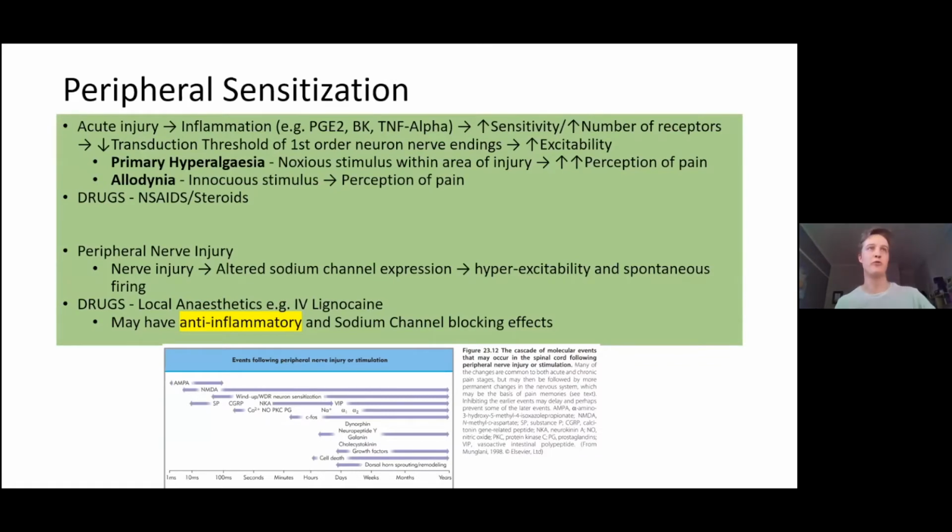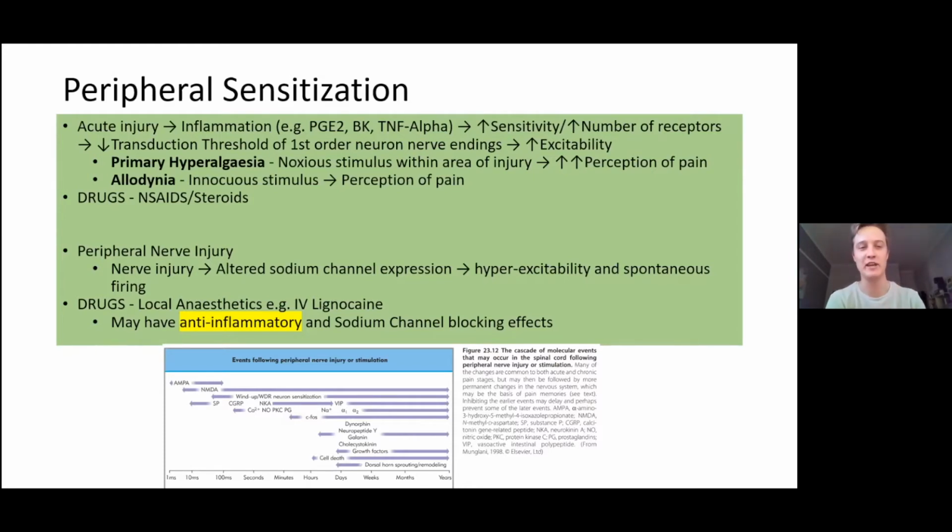So now we get to peripheral sensitization. So we touched on this a bit before in the first SAQ, that when there's local inflammation, name drop a couple of mediators, prostaglandin, bradykinin, TNF-alpha, that has an effect on the peripheral nerve endings. And that effect is probably that it increases either the number of receptors being presented or increases the sensitivity of those receptors. And the net effect is we say that the transduction threshold has reduced. So it's more irritable, it can be easily excited to send an ascending pain signal.